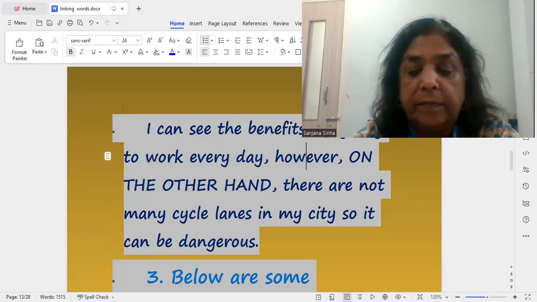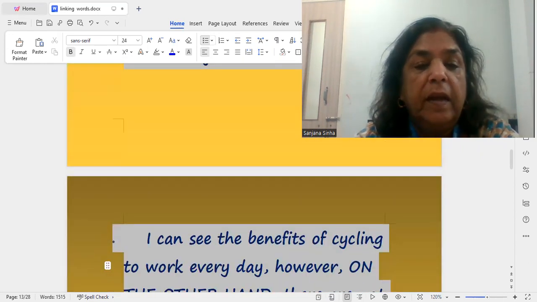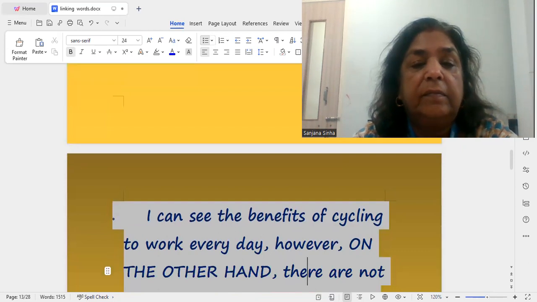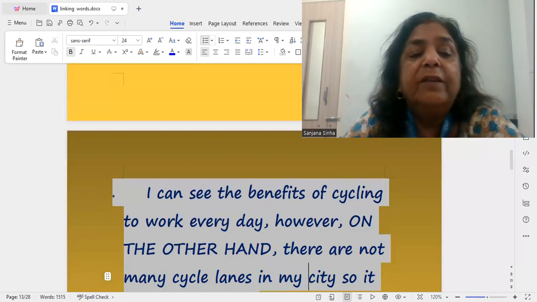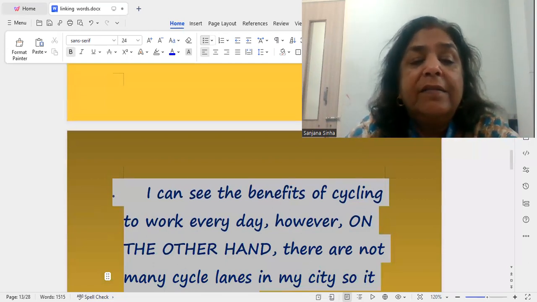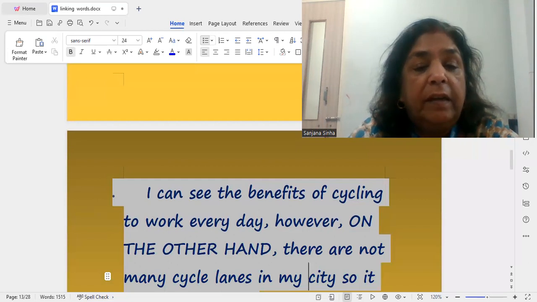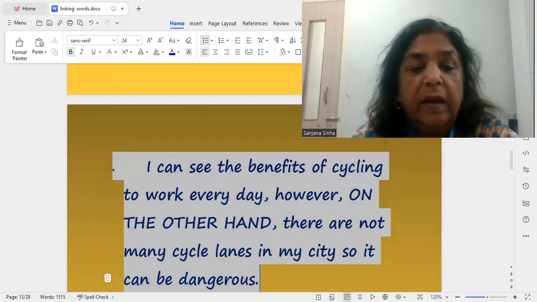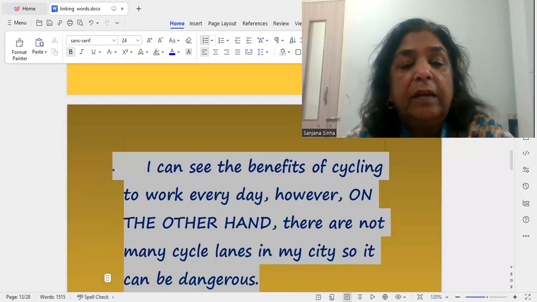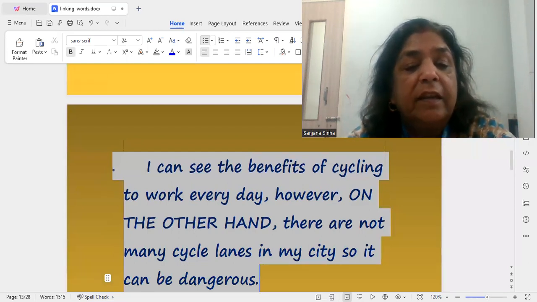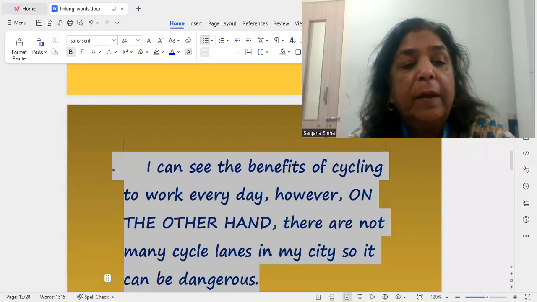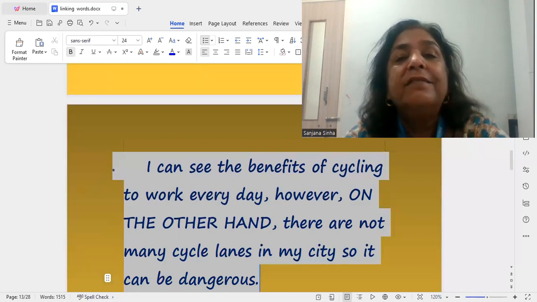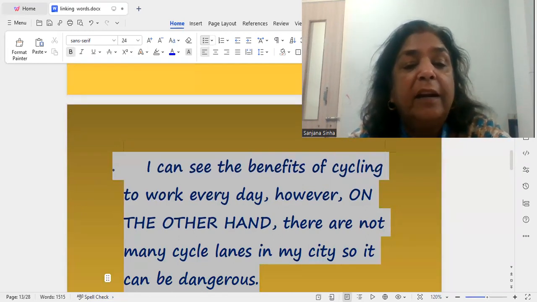The next sentence. I can see the benefits of cycling. I can see the benefits of cycling to work every day. However, on the other hand, there are not many cycle lanes in my city, so it can be dangerous. On the other hand, का मतलब है cycling is good for health, लेकिन cycling lanes हमारे सिटी में नहीं है, इसलिए cycling can be dangerous.